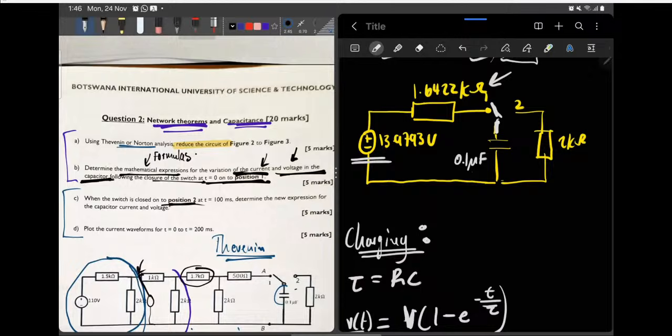This is 1 point whatever. And I multiply by C, the capacitance, and I'm going to get the time constant, the tau. So it shouldn't be that hard. So that is where the other marks are. Let's go back and let's fill in the thing.